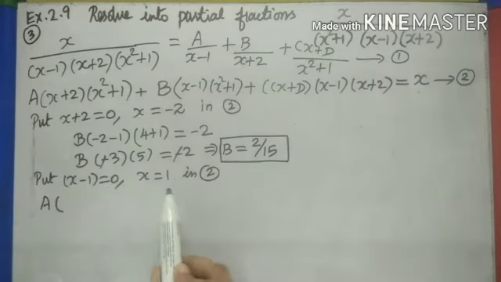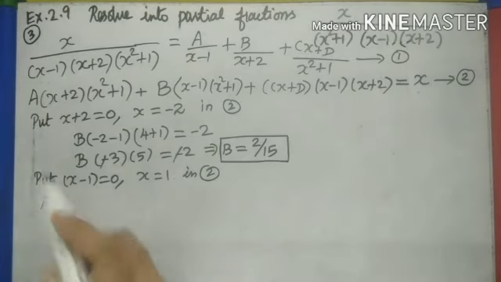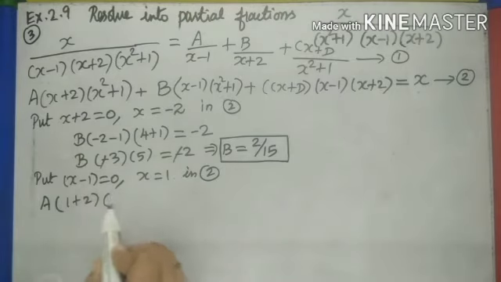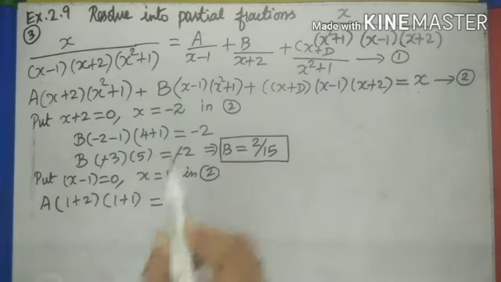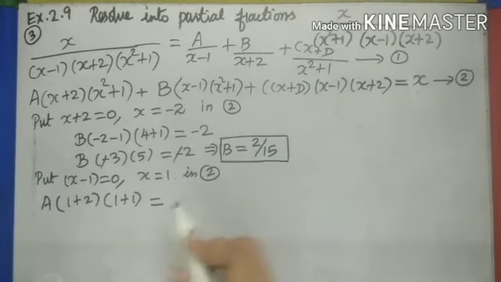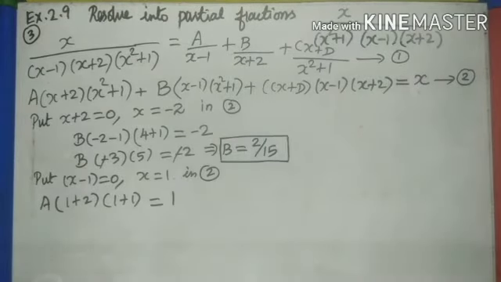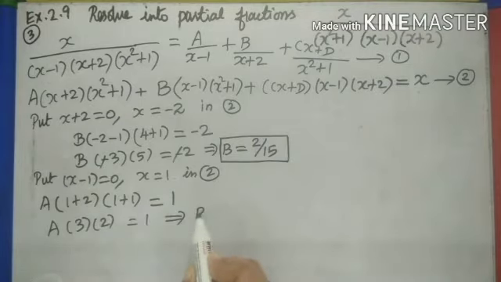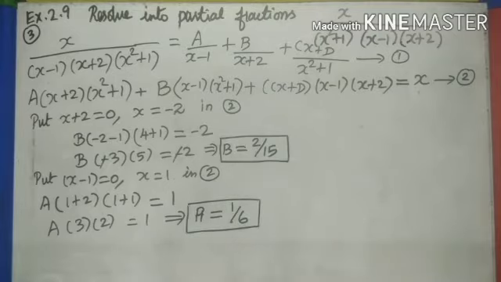Wherever x is coming, I have to put 1. 1 plus 2 into 1 plus 1 equals 2. These two are 0. The right hand side 1. Simplify the answer. A into 3 into 2, that is 1. So A equals 1, 3 2s are 6 will come to the denominator. So I have achieved A value.